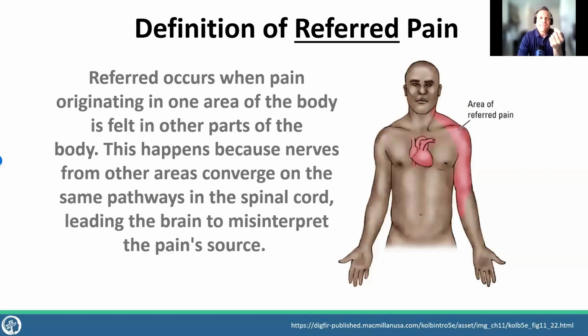The definition of referred pain is when there's pain originating in one part of the body, but it's felt in another part of the body. And it happens because the nerves from each of these areas kind of converge in the same pathway of the spinal cord. And so it causes your brain to misinterpret the source.